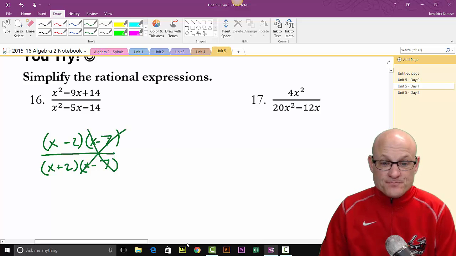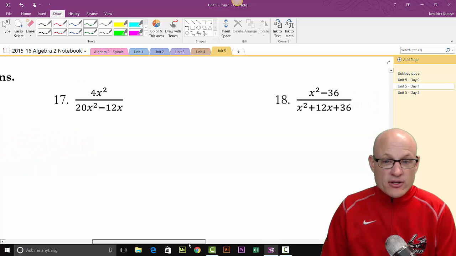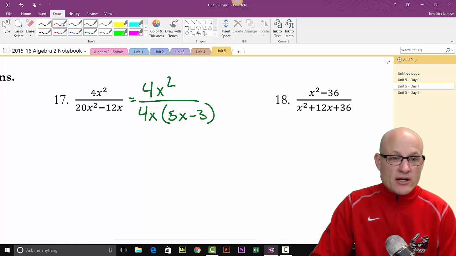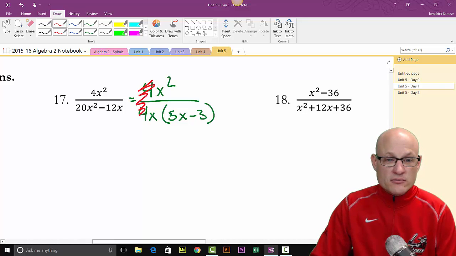There's your answer. The numerator here, nothing to do, but the denominator I can take out a GCF. So in the numerator is just 4x squared. In the denominator, I'm going to take out a 4x, and I'm left with 5x minus 3. So now I got to simplify. The 4's cancel. This 1x cancels with one of these. So I'm left with x over 5x minus 3.